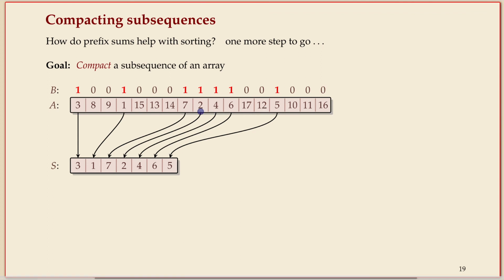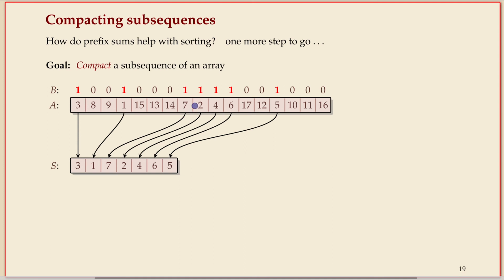Suppose we have an array of numbers. We'll always have arrays of numbers, but we have a second array that tells us some of the elements are not interesting. I'm only interested in the elements that have a 1. And the ones with a 0, I'd like to not have there. So I'd like to copy out only the elements that have a 1 above them. We call that compacting a subsequence from an array.